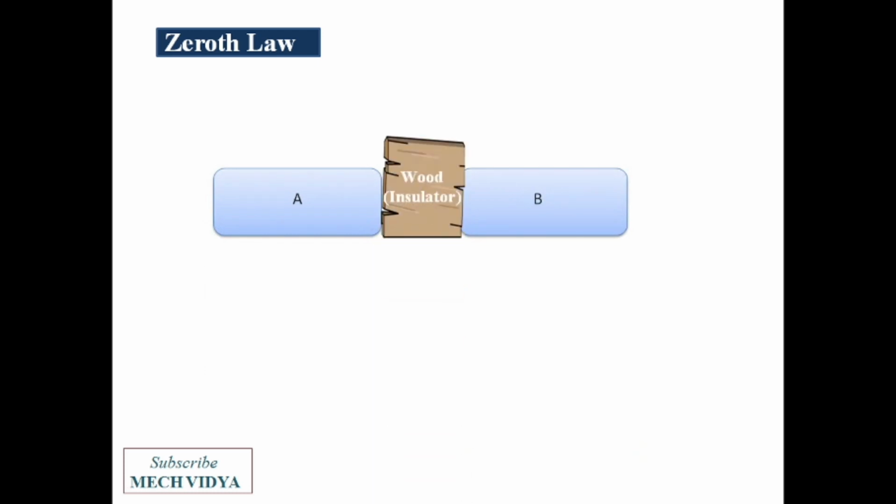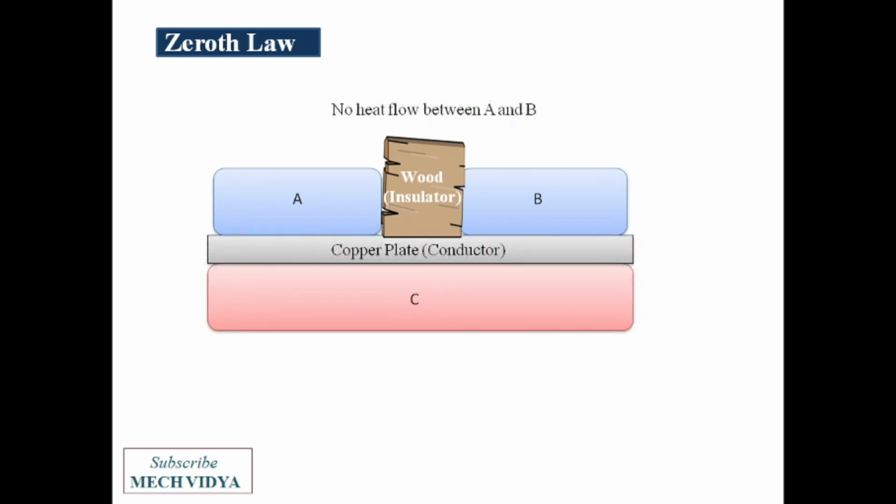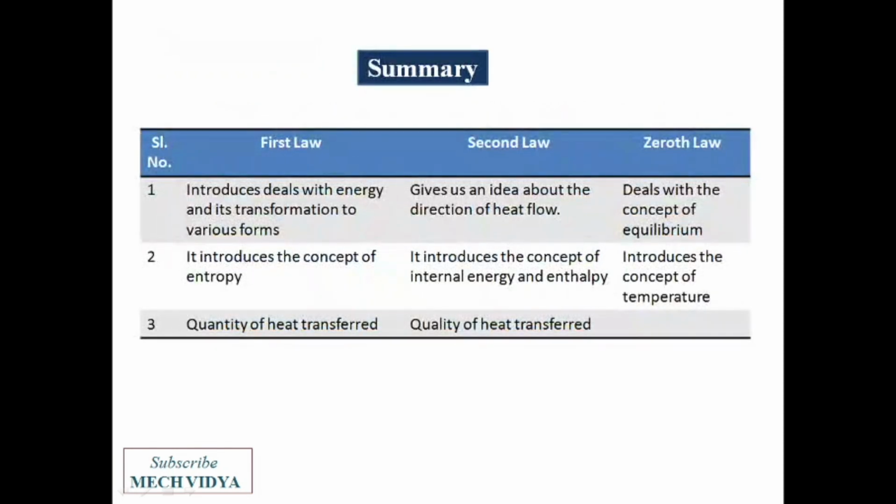Suppose A and B are separated by an insulator, say wood. In this case, there will be no heat exchange between A and B. Now, if a third body C is introduced and it is in contact with A and B by a conducting material, say copper, then heat will start flowing from C to A and B, since C is at a higher temperature. The heat transfer will continue to take place till C is at the same temperature as A and B. So we see that all these three bodies are now at the same temperature. So A and B, although they have no contact, will still come into equilibrium.